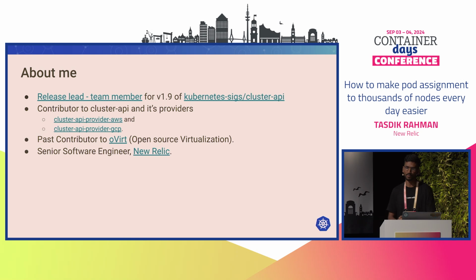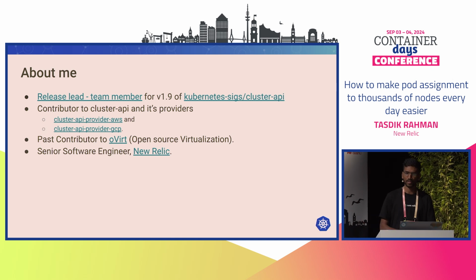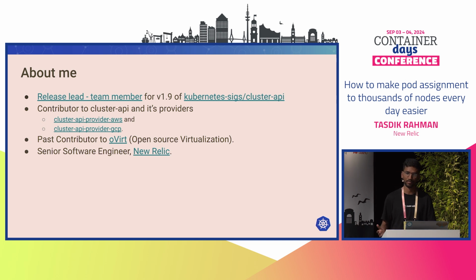A little bit about me. I have been involved with a couple of open source projects over time in different capacities. Currently, I'm a release lead team member for the 1.9 version of Cluster API, a sub-project of SIG Cluster Lifecycle. I also contribute to some of the infrastructure providers of Cluster API, namely Cluster API provider AWS and Cluster API provider GCP, also known to you as Kappa and KapG. In the past, I've contributed to KubeVirt, which stands for Open Source Virtualization, and I work as a senior software engineer at New Relic.